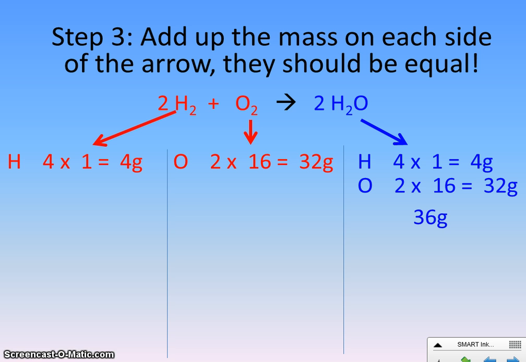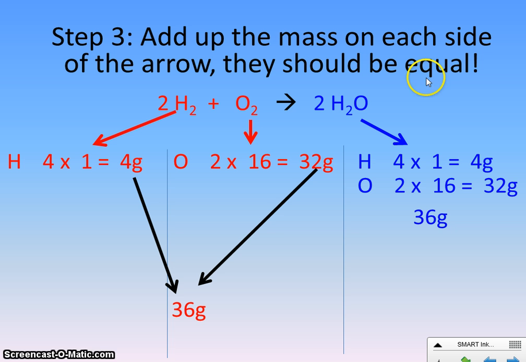Lastly, step 3. We need to add up the mass of the reactants and then you add up the mass of the products and show that they're equal. Okay, so here for our reactants, we have 2 reactants. We have H2 and O2. And we have their masses already figured out. So all we need to do is take the mass of this reactant and the mass of this reactant and add them together. When we add them together, we get 36 grams.